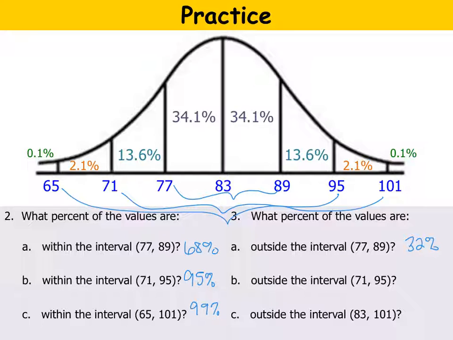Letter B, outside of the interval 71 to 95. Well, again, since we know in that interval is about 95% of the data, there's going to be about 5% of people who scored below a 71 or above a 95.